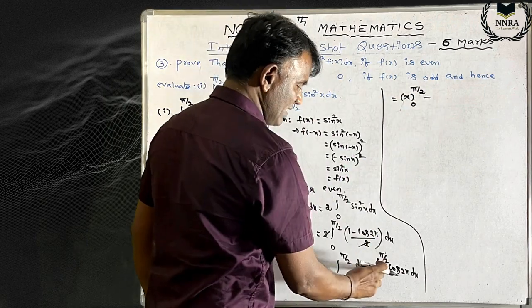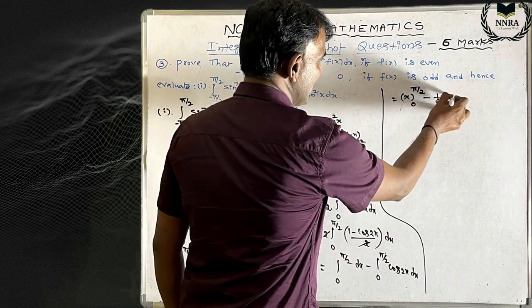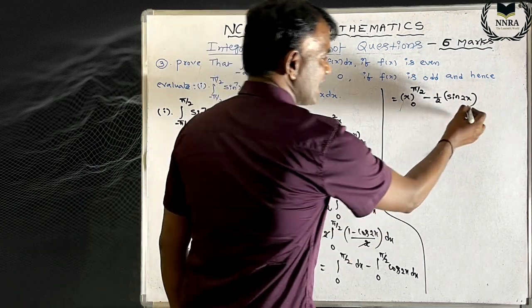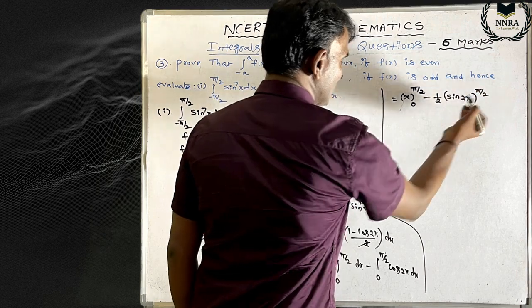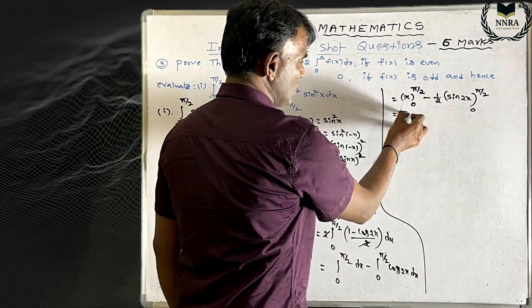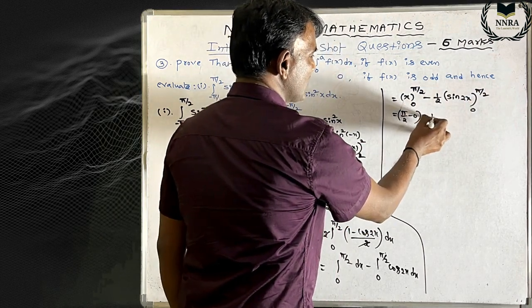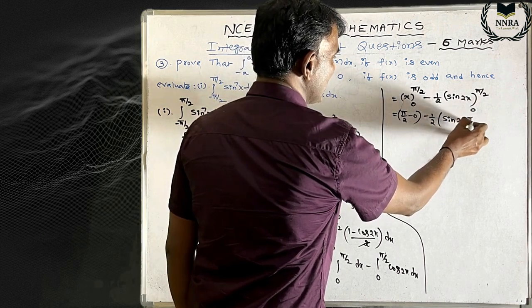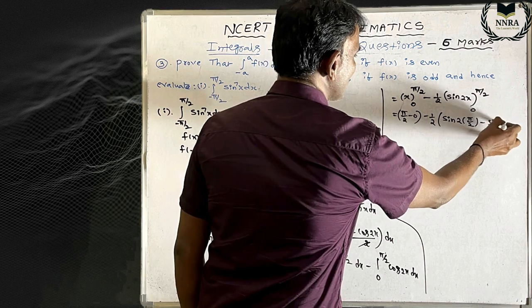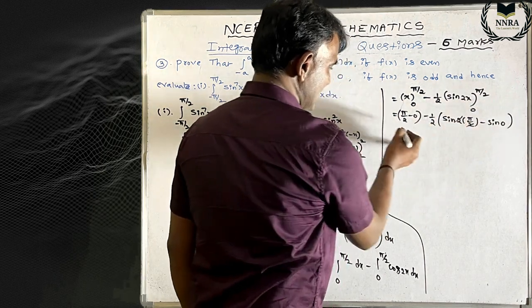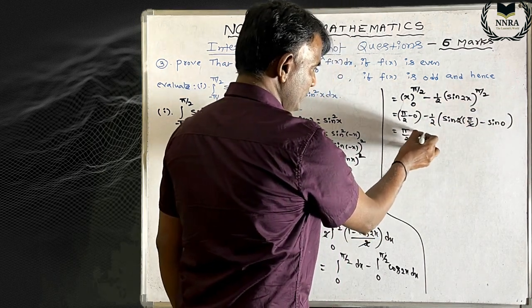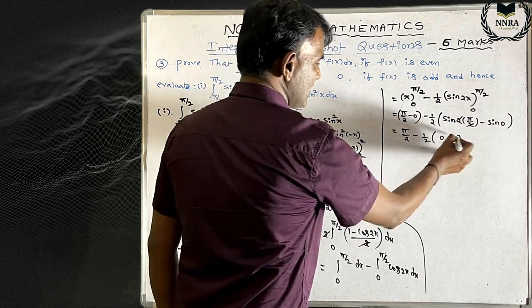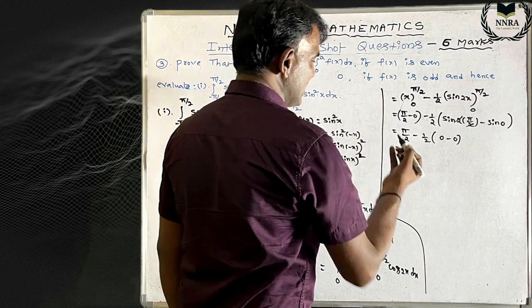And minus the integral of cos ax dx, which is 1 by a sin ax, where a equals 2, again with the same limits 0 to pi by 2. So it is pi by 2 minus 0, and minus 1 by 2 into sin 2 of pi by 2 minus sin 2 of 0. Sin pi is 0, sin 0 is 0, so that is 0. Then we get pi by 2. So that is the answer.